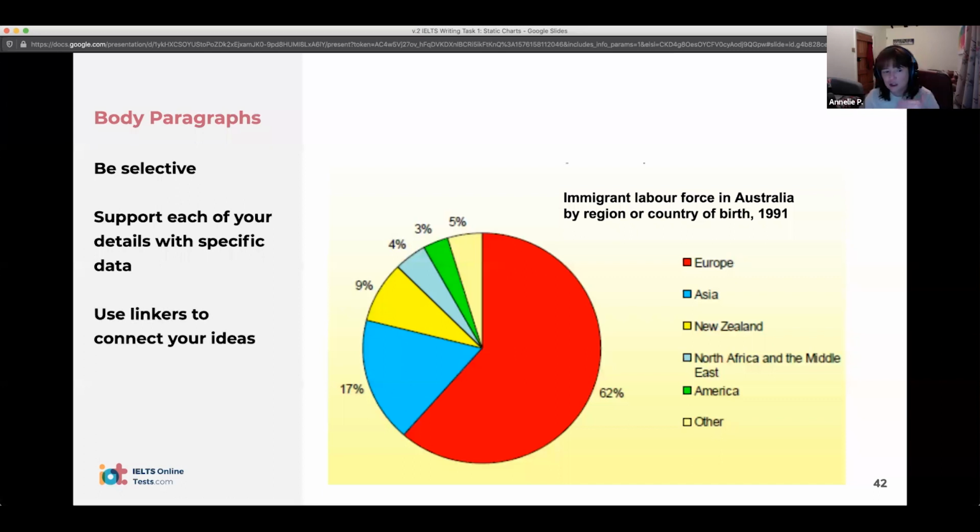And make sure you use linkers. So not just linking phrases, they're great, but also things like this and these, grammatical structures which help you link, so conjunctions, -ing forms. These are all really good ways of giving yourself a nice logical progression and making it easy for the examiner to see the links between the different pieces of information.